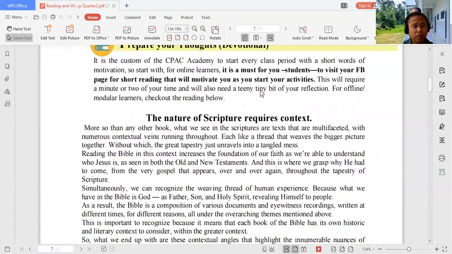Now, it is the custom of CPAC Academy to start every class period with a short words of motivation. To start with, for online learners, it is a must for you to visit your FB page for a short reading, and that will motivate you as you start your activities. So you just have to read the nature of scripture requires context.